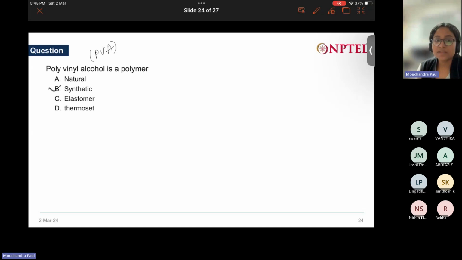Elastomer means something else. Like we add some additives to a polymer to make it much more deformable. I don't completely understand what elastomers are, but the correct answer here is synthetic anyway.